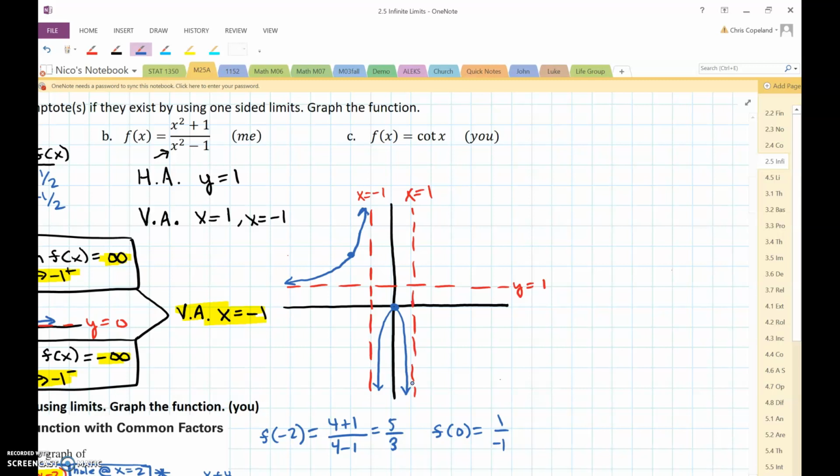Let's try a point to the right of this vertical asymptote, which would be 2. So let's try f of 2, which is going to be 5/3 again. So now my graph looks like this. Now use one-sided limits to describe all the vertical asymptotes. Let's start with this one.